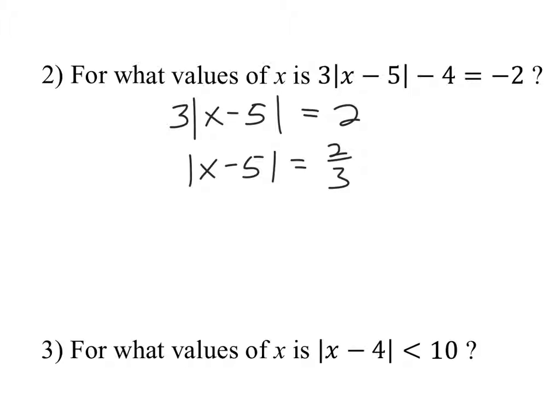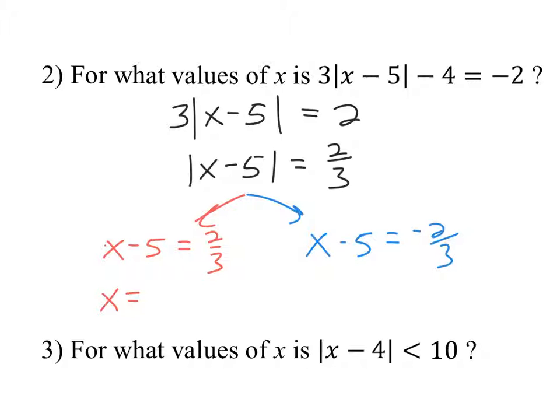Once the absolute value is by itself, you're going to make two separate equations. One where you simply remove the absolute value bars. So we got x minus 5 is equal to 2/3. The other where you remove the absolute value bars and you change the sign of the other side of the equation. We continue to solve these two different equations. Here, if we add 5 to both sides, we're going to get 5 plus 2/3. To add a whole number to a fraction, you need a common denominator. So I'm going to change 5 to 15/3.